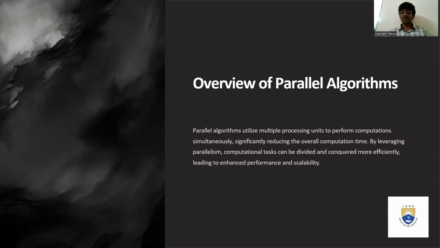Load balancing ensures that work is evenly distributed among processors to avoid idle time. Synchronization coordinates the execution of parallel tasks to maintain consistency. Communication manages data exchange between processors efficiently. Scalability ensures that the performance scales as more processors are added.